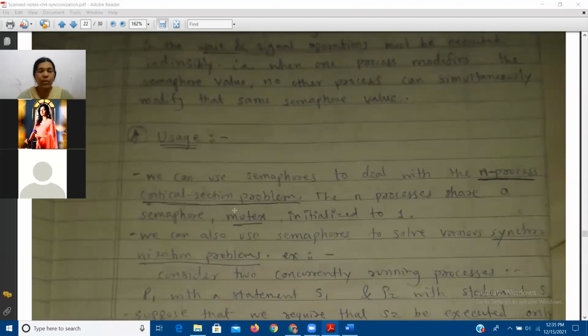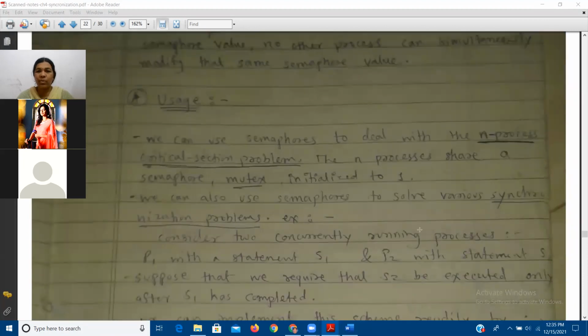Now the usage of semaphores. We can use semaphores to deal with the n-process critical section problem. In Peterson's algorithm we discussed a two-process solution, and in synchronization hardware we discussed a multiple-process solution. Here semaphore is also treated as a tool used for synchronization, and it is applicable to N processes. Wherever there are N number of processes in the system, we can apply this solution. The N processes share a semaphore, mutex.